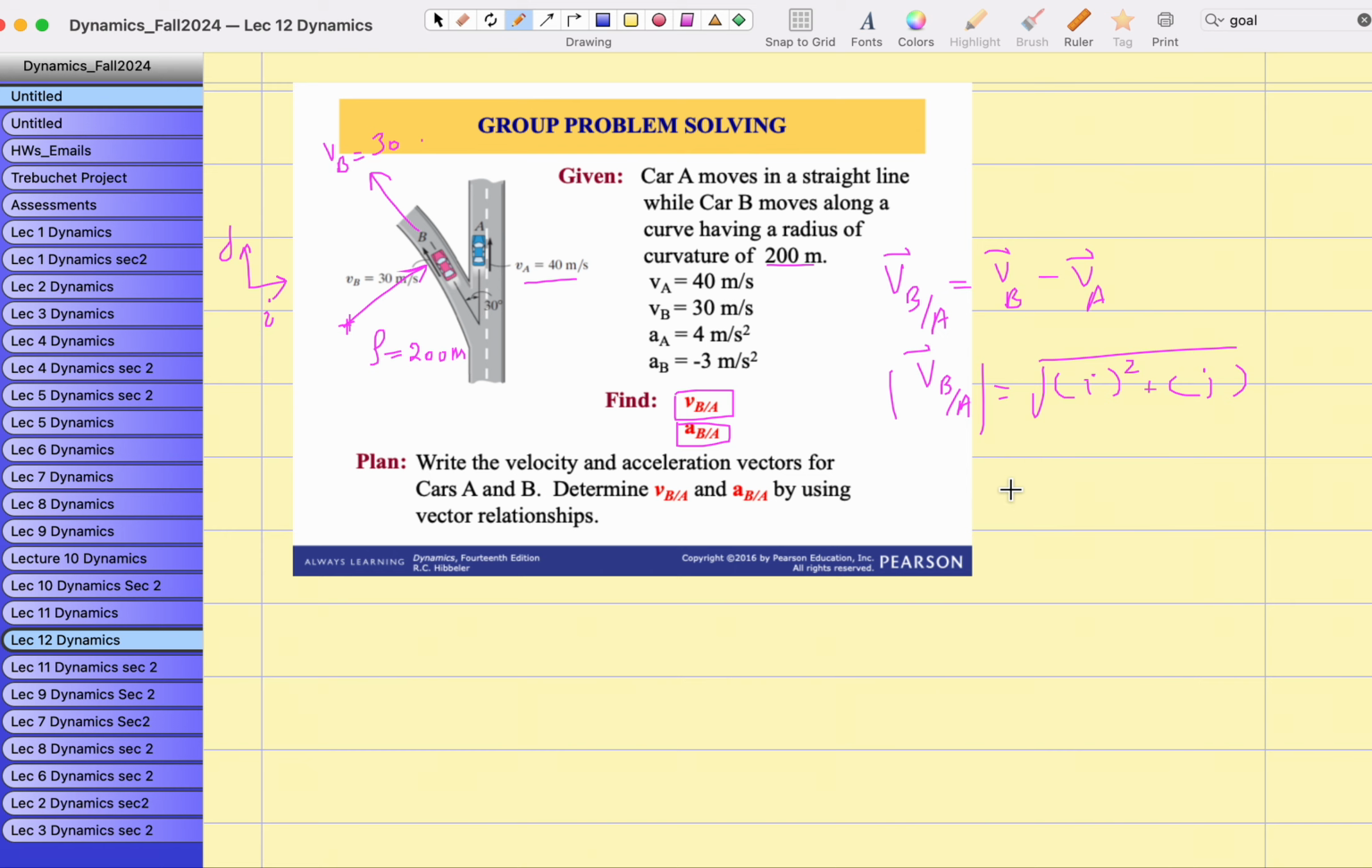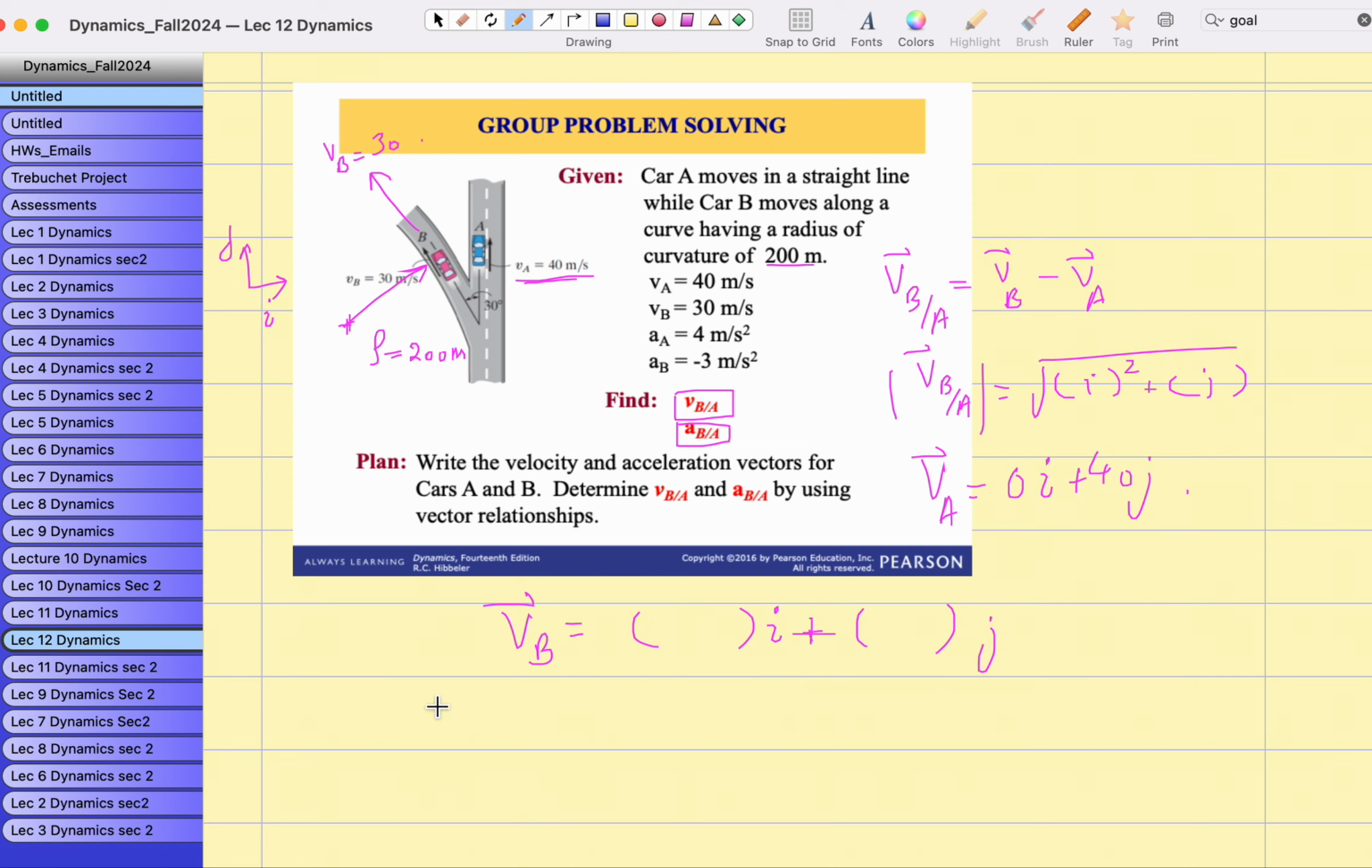Let's go slowly to find out the answer. So I want your help. What is VA vector? If this is along the vertical line, what is the vectorial component? Jth component only. So only the jth component is present, correct? So I will say 0i plus 40j. You agree with your professor? And how about VB? Can you find out the ith component and the jth component of VB?